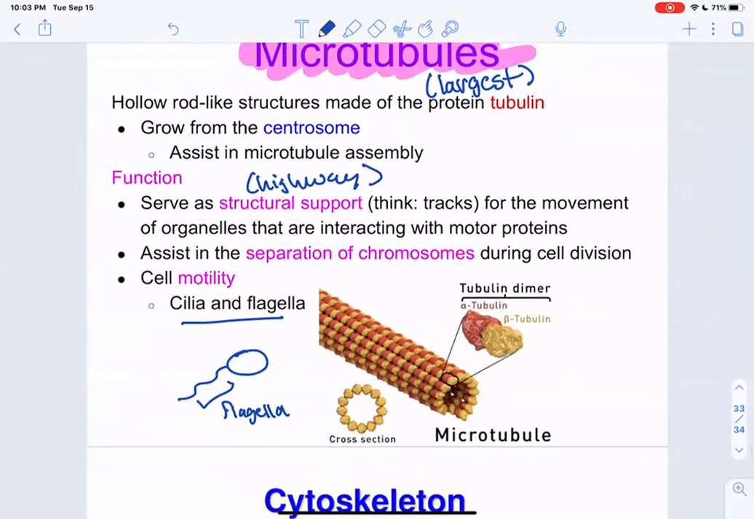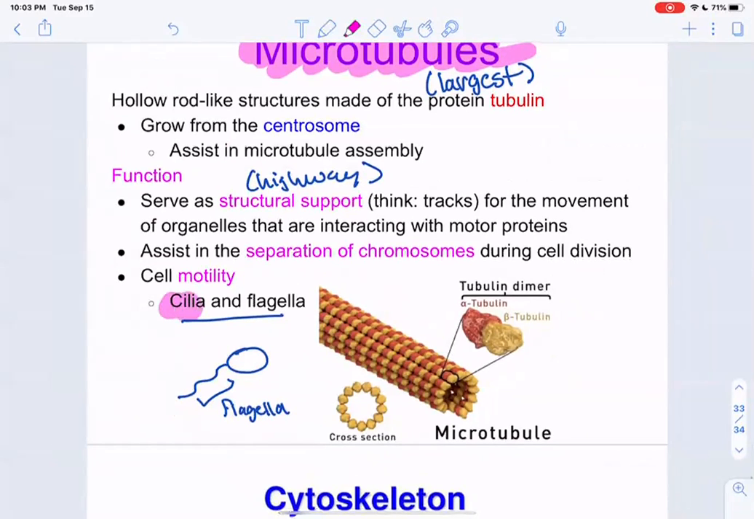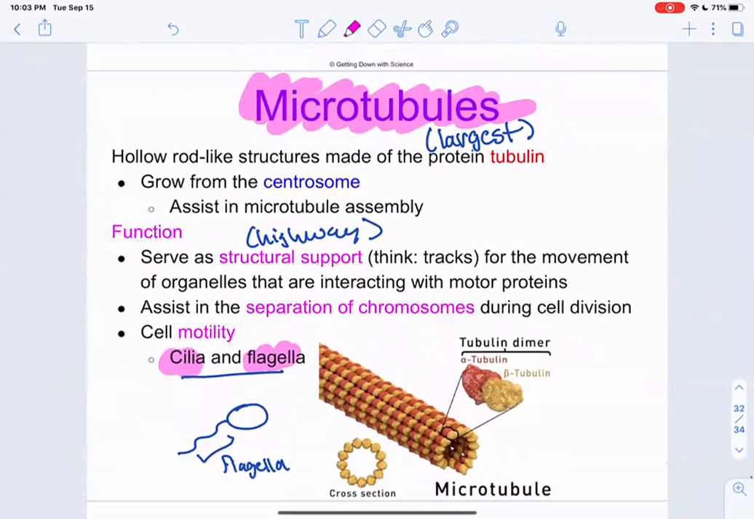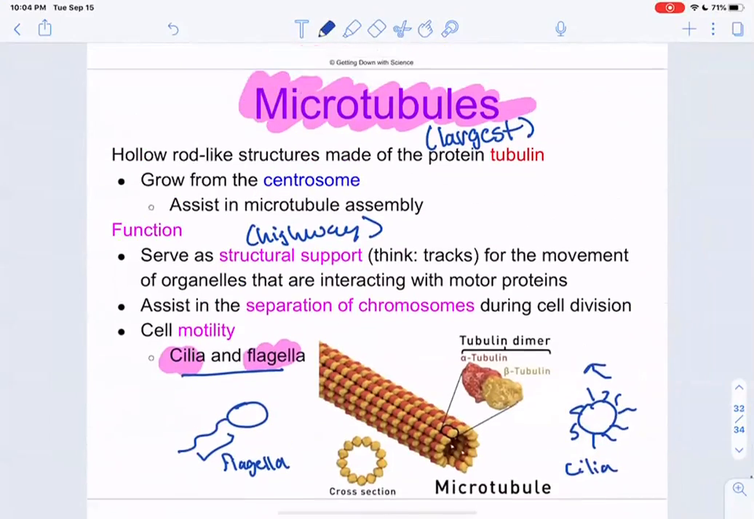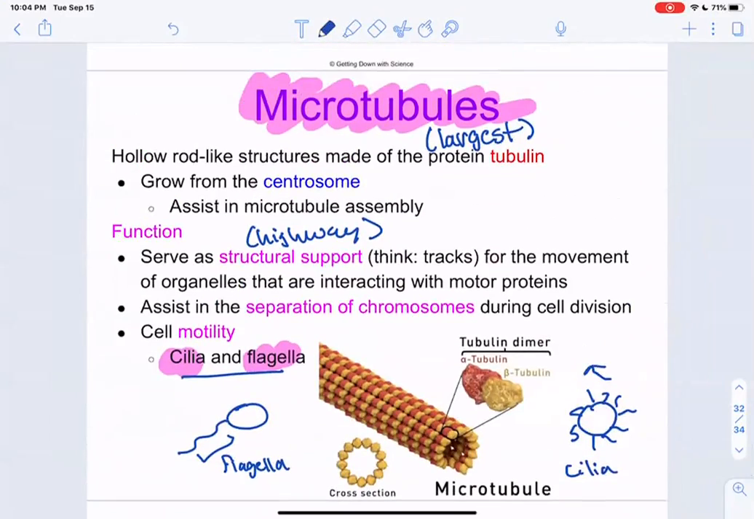If we're talking about cilia, let's highlight these two, cilia and flagella, key vocab words. The cilia, let's draw a cell. The cilia are going to be these tiny little arms that extend out of the cell, and they allow the cell to slowly move, kind of like a starfish. I'll leave this here for a second, sorry.